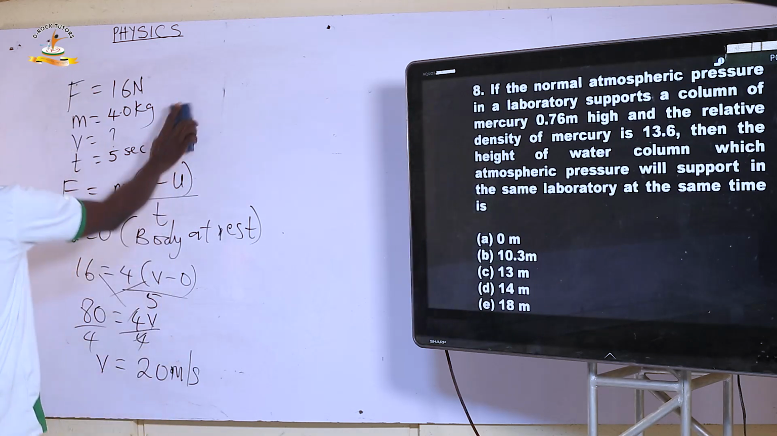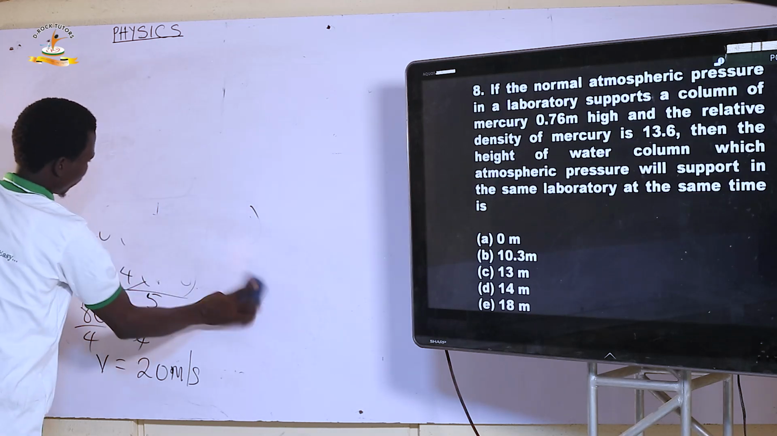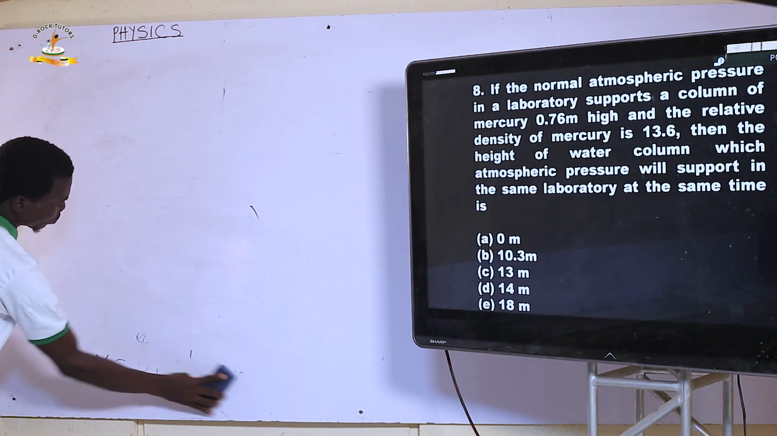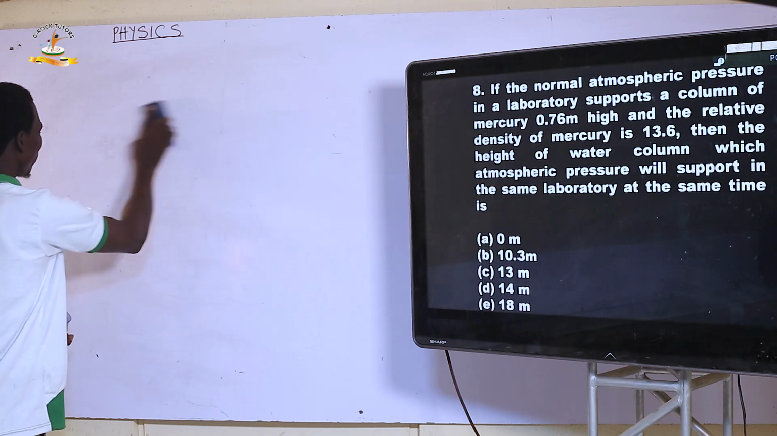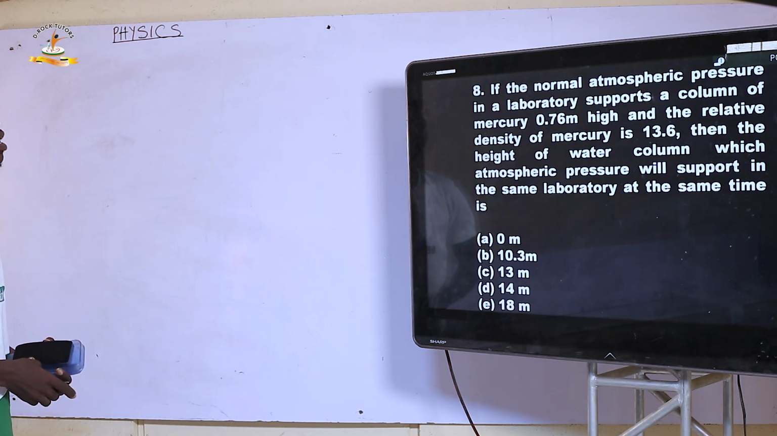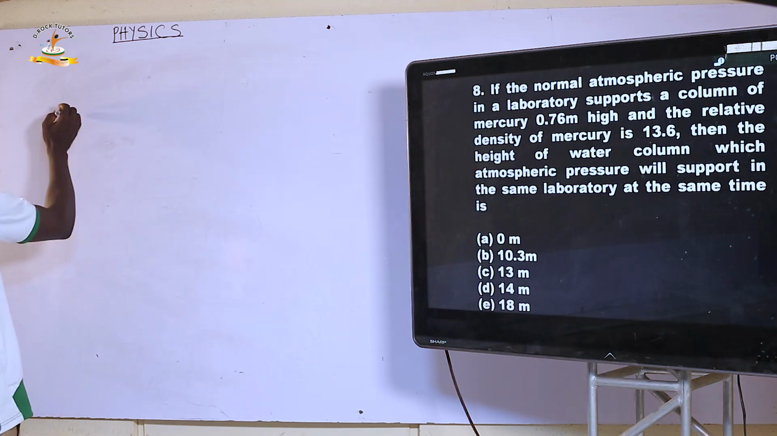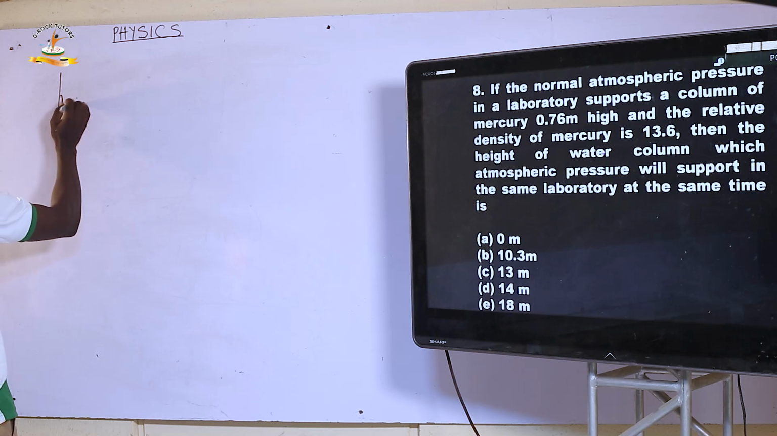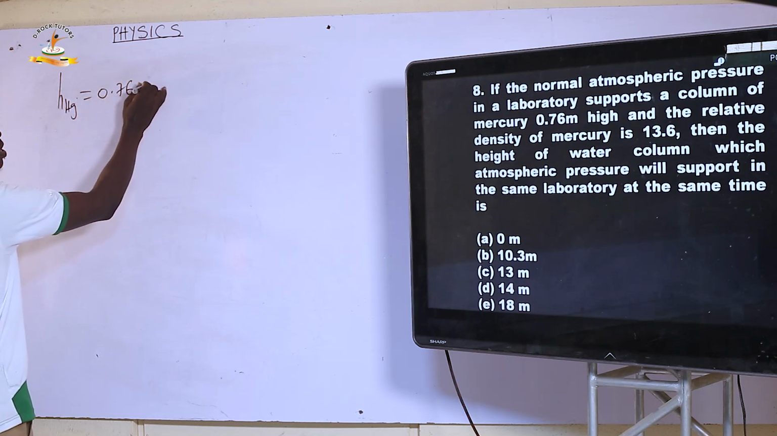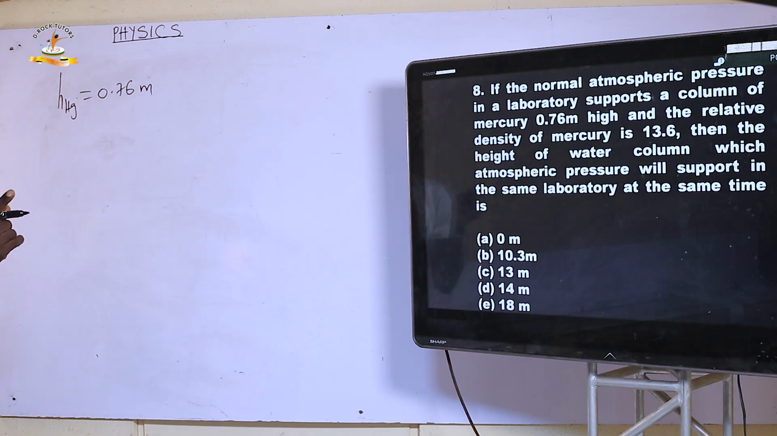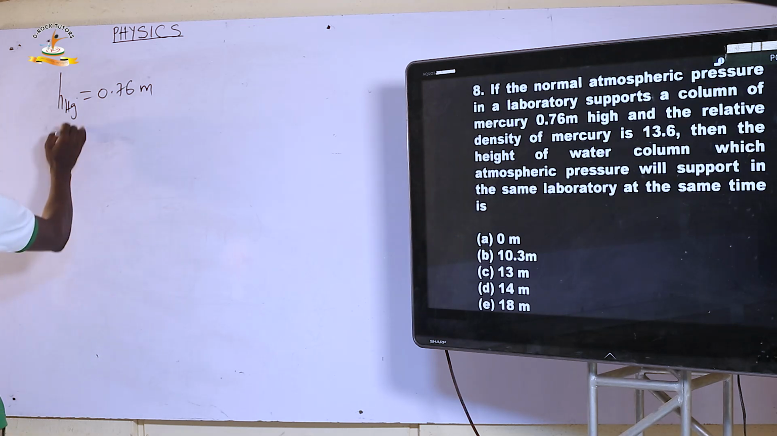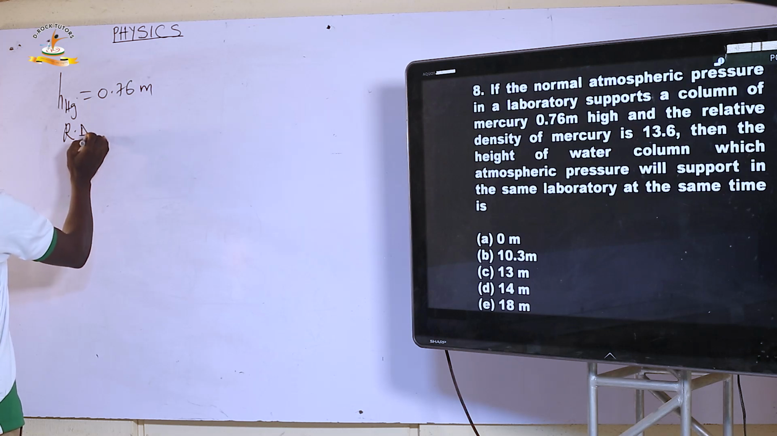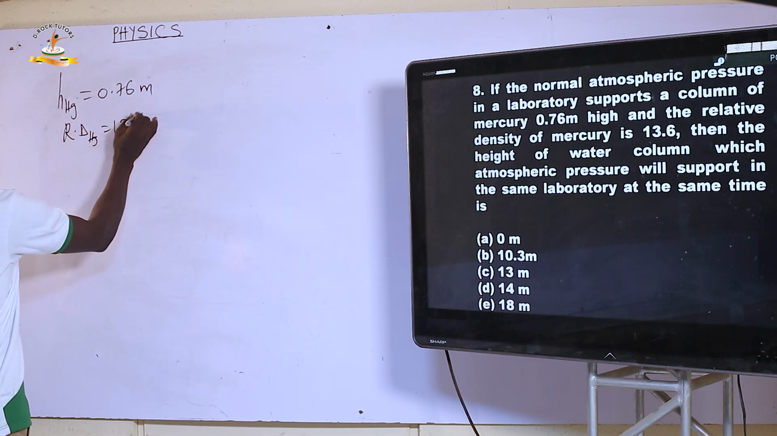Let's take a look at how to solve this. The normal atmospheric pressure in the laboratory supports a column of 0.76 meter of mercury. So the height of mercury, h, is 0.76 meter. We have the relative density of mercury, which is 13.6.